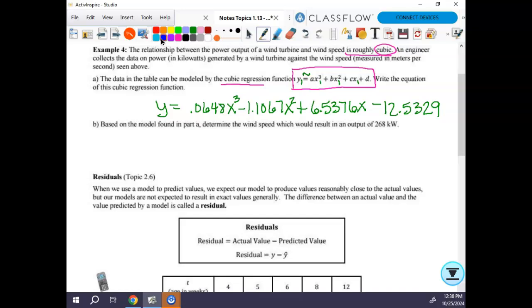All right. So then it says, based on the model found in part A, determine the wind speed which would result in an output of 268 kilowatts. Now, they were nice and used this word output. So when I ask you what's the output, or if this is input or output, it's kind of obvious, right? So that means that here, y equals 268. And I want to know what is the x value when y equals 268.